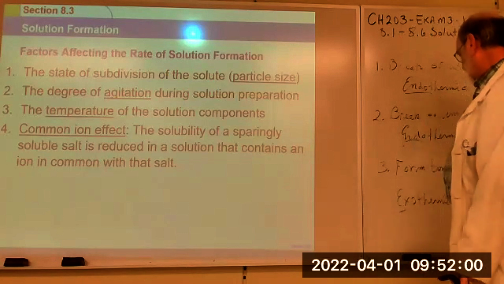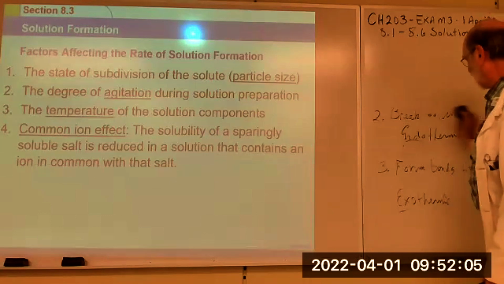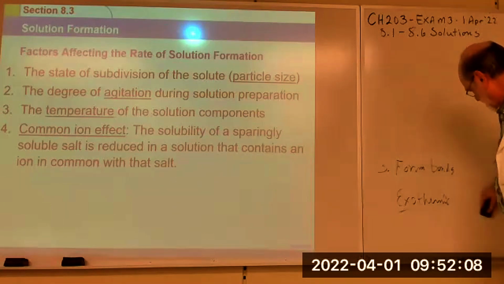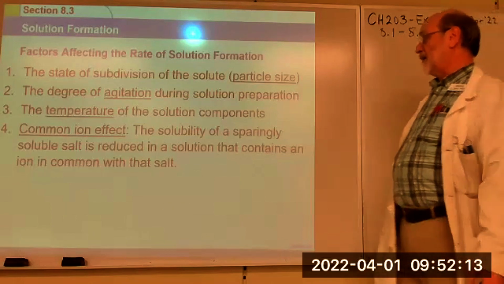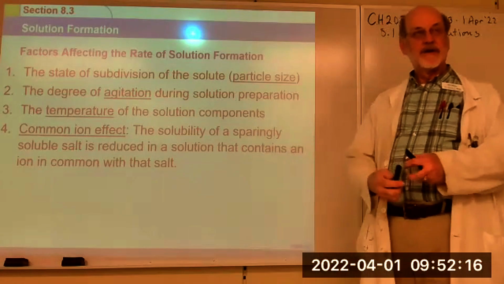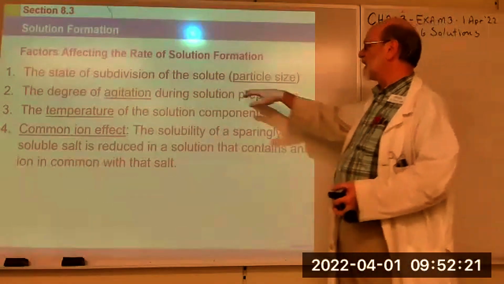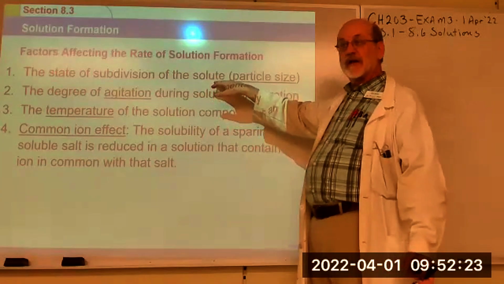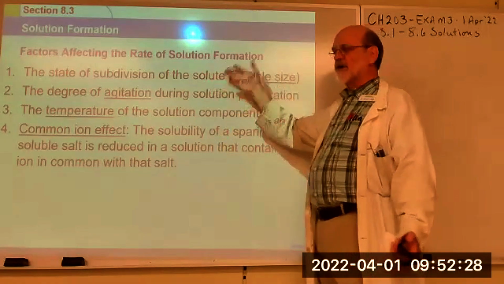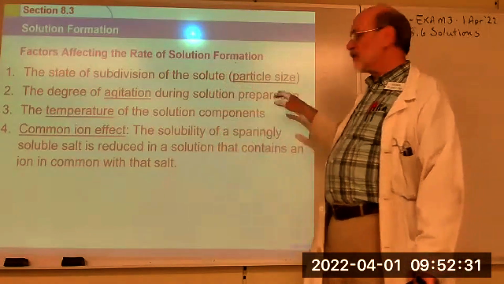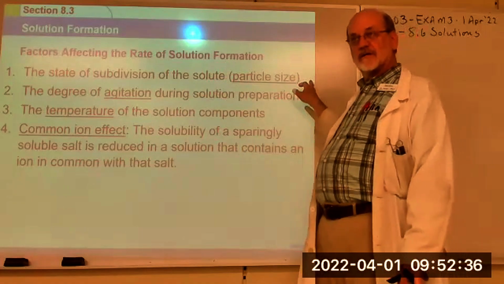Okay. So what affects the rate of forming a solution? Well, the most obvious one is particle size. The smaller the particles, the more surface area you have. And this would be particularly applicable in a solid solute in a liquid solvent. Doesn't make any sense if we're talking about liquid and liquid. Particle size would make a difference in the speed at which the solution is formed.